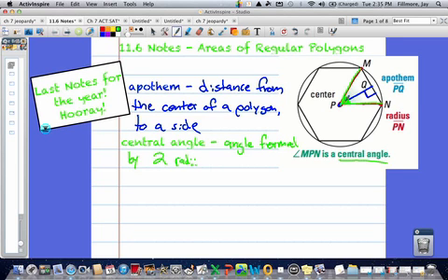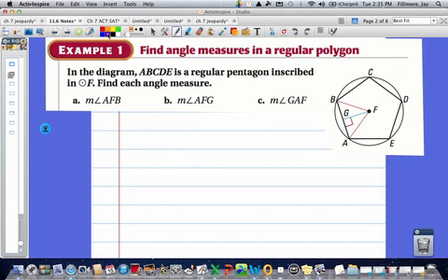And so we're going to use these things to find the area, but first let's do some practice with these new vocabulary words. For example 1, we're going to find these angle measures in a regular polygon. So in the diagram, ABCDE is a regular pentagon inscribed in circle F. This symbol here does refer to a circle. Find each angle measure. First of all, the measure of angle AFB. Well, AFB is a central angle. It's a central angle because it's formed by two radii, center to vertex, center to vertex. So we're looking for this measure here.